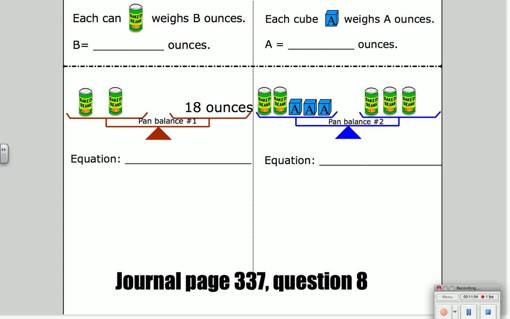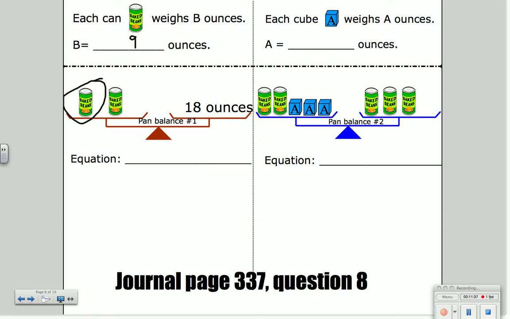In the interest of time, we're skipping question 7 and moving on to question 8. So this one asks us, each can weighs how many ounces, and each cube weighs how many ounces. I'm going to actually use the first pan balance problem for this. I can see I've got 2 cans of baked beans here. So if I split the 2 cans, I'll be left with 1 can of baked beans. So I split that in half. If I split 18 in half, I know that 1 can of baked beans would be 9 ounces, right?